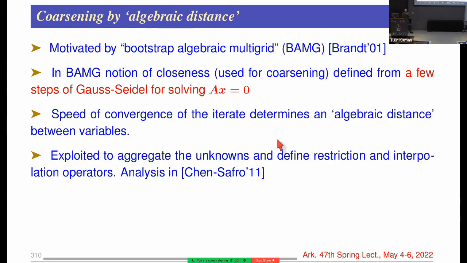Algebraic distance is another thing that has been used, and J.S. worked on this a while ago. It's really using what we know from convergence results of SOR type techniques or Gauss-Seidel or whatever. The speed of convergence of these processes gives you an idea of the algebraic distance between variables, and that could be used to essentially coarsen the graph.